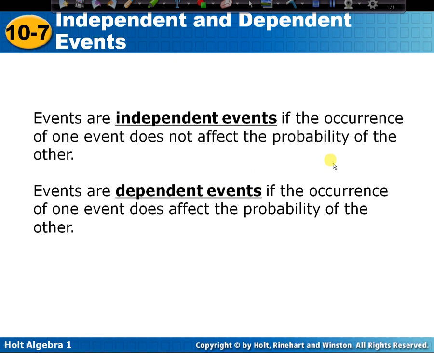You need to go ahead and write what's on this slide down. It says events are independent events if the occurrence of one event does not affect the probability of the other. So that's independent. One does not affect the other. Events are dependent events if the occurrence of one event does affect the probability of the other. So dependent means one does affect the other. So go ahead and write down each one of these that are on here, and please make sure that you underline independent events and dependent events so that you know what it's talking about.